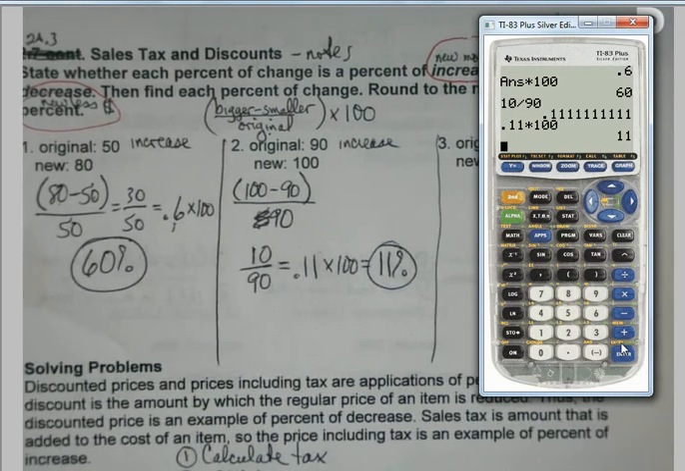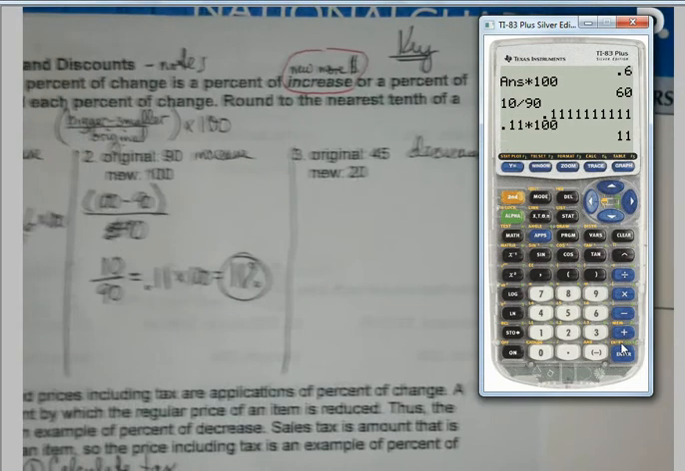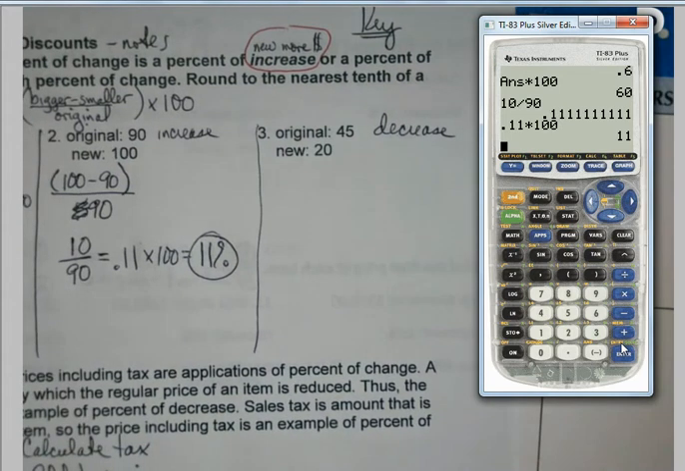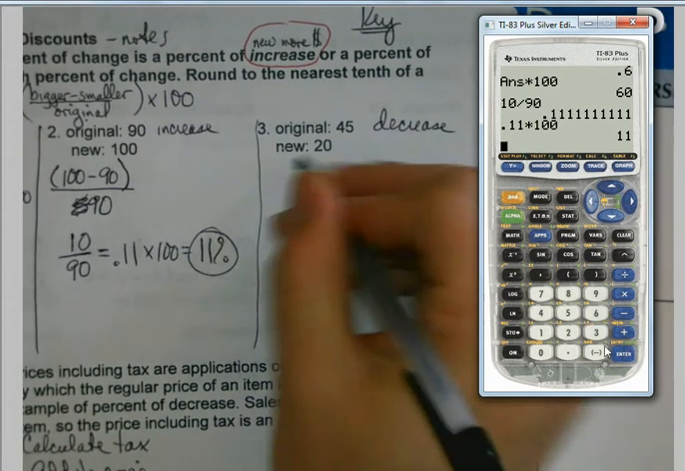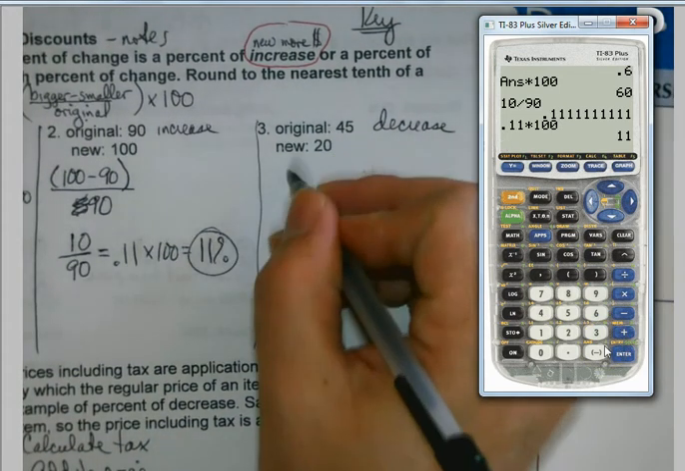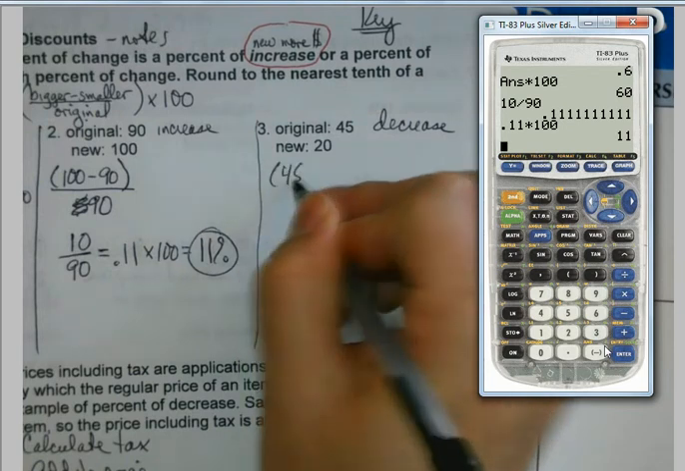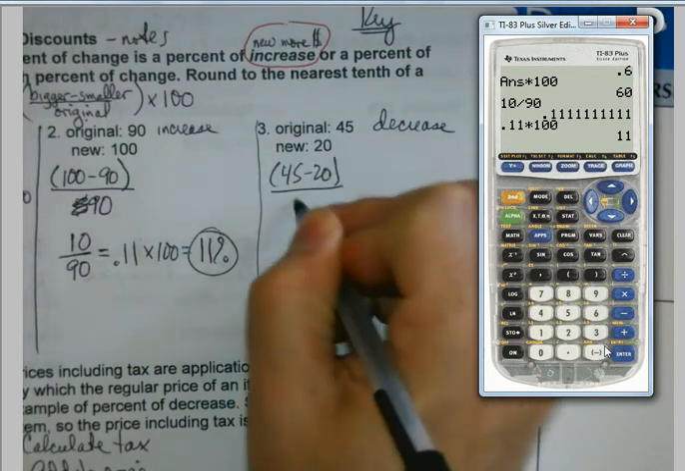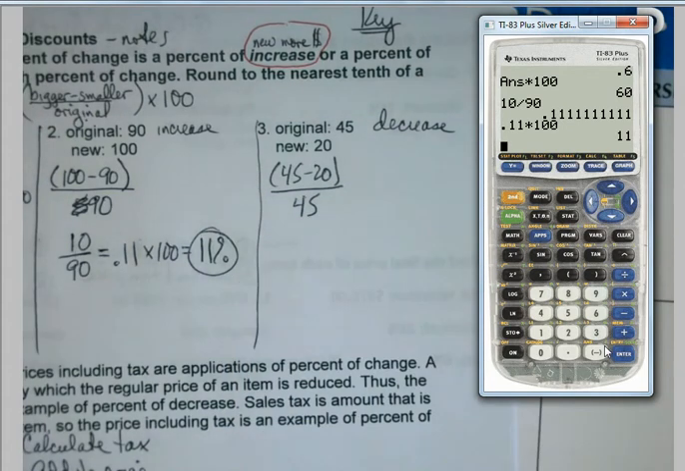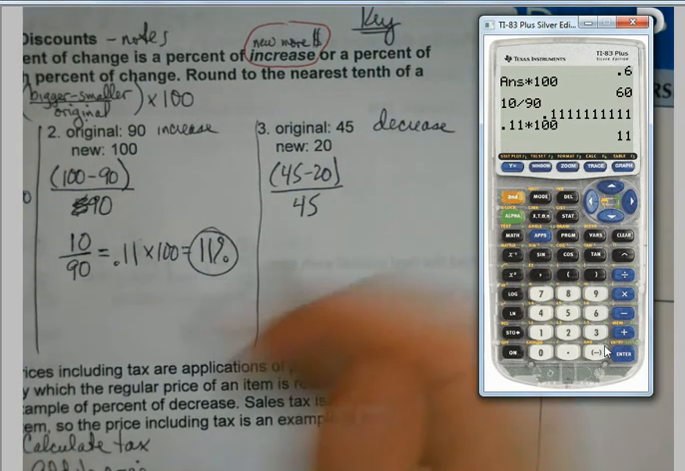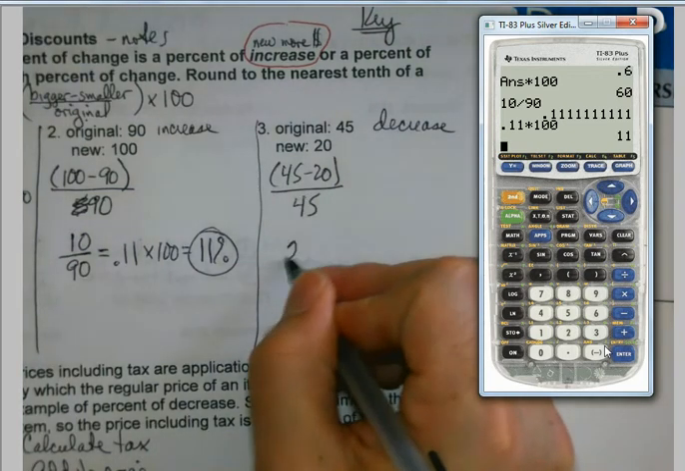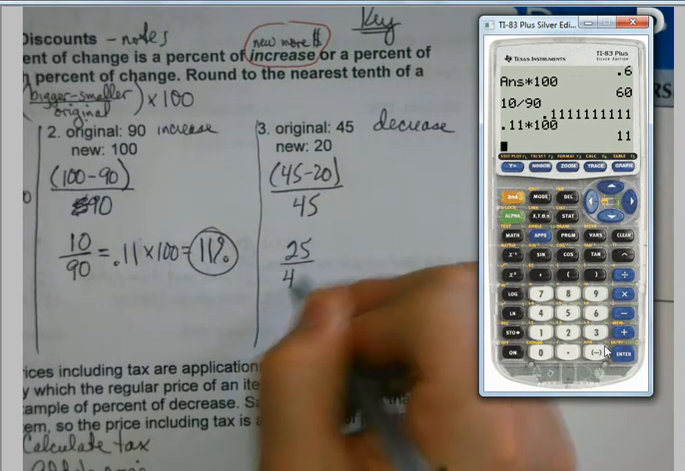So the only thing we're really paying attention to is the whole increase or decrease part. Again, it doesn't matter that this time the original price is bigger, I'm still doing bigger minus smaller, and I'm always dividing by the original. So let's see, 45 minus 20 is 25.